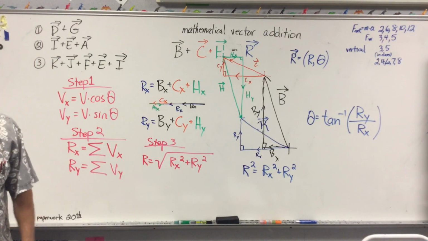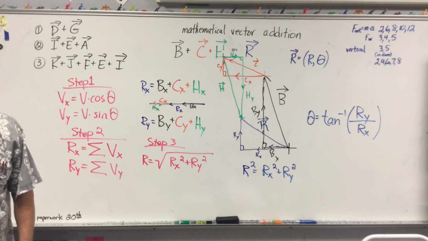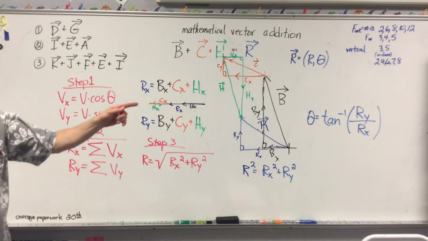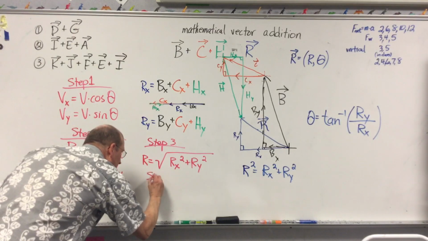What's the last thing we did? The theta with the arctangent. We did the arctangent. Step 4.